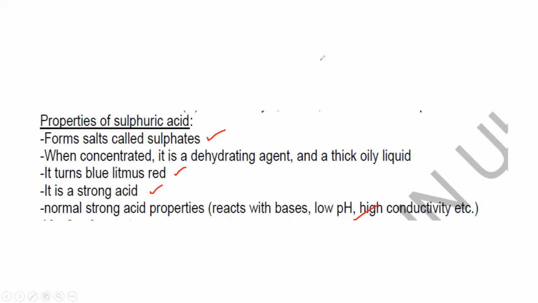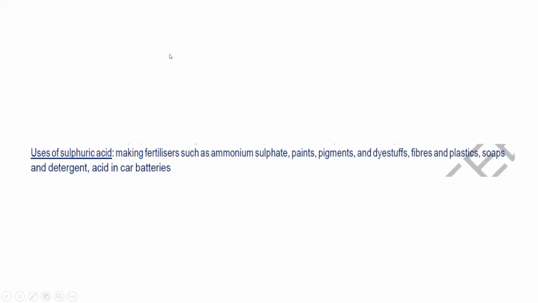So these are some uses. Even in car batteries, we are using sulfuric acid. Some more uses of sulfuric acid: it can be used to make fertilizers. It is used in paints, pigments, dyes, fibers, plastic, soap, detergent, and car batteries. So a lot of uses are there for sulfuric acid. Then, sulfuric acid as a drying agent and dehydrating agent.